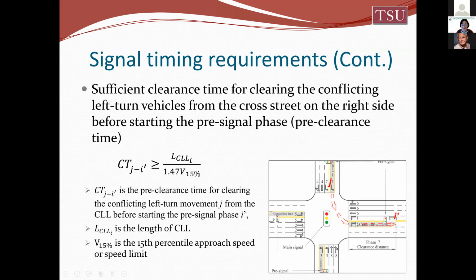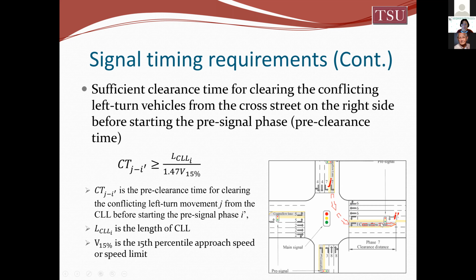So how do we calculate this clearance time? It is mainly based on the fact that the left-turn vehicle should clear from this lane. So it's based on the distance, how long the contraflow left lane will be, and how quickly the vehicle can move through this left lane. So it's based on the speed of this left-turn vehicle and also the length of the contraflow left lane.